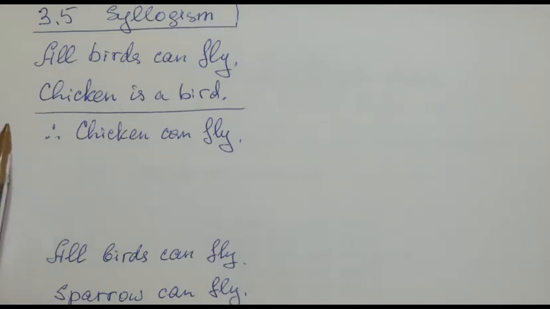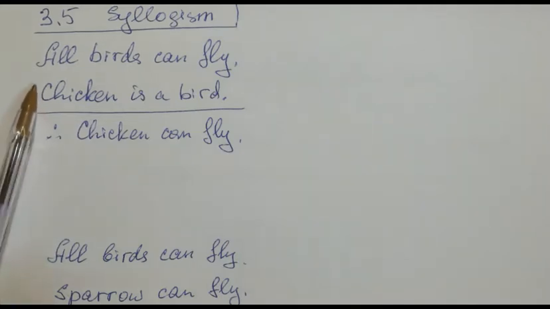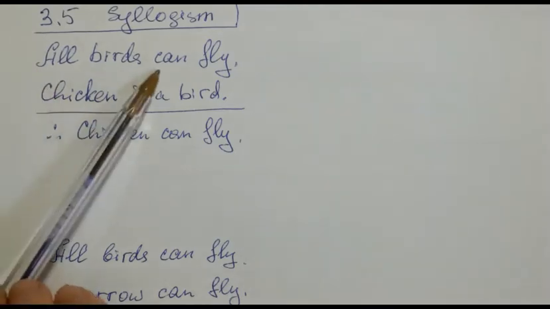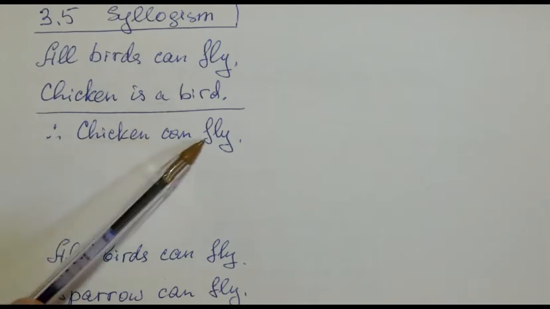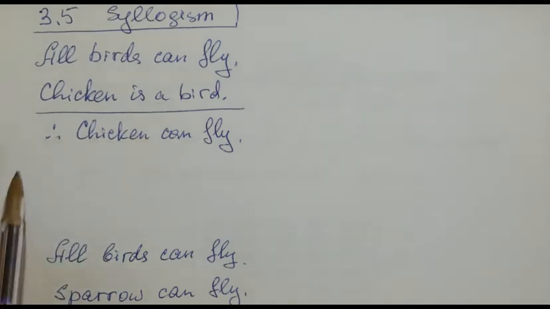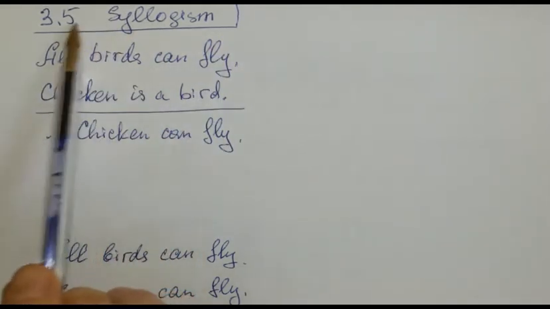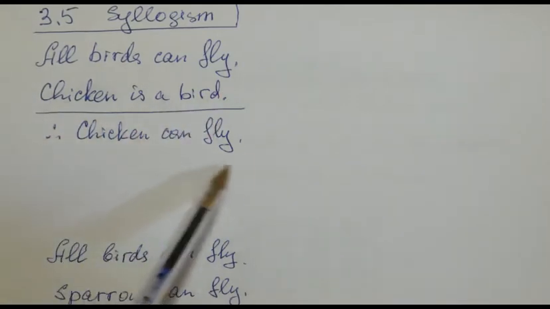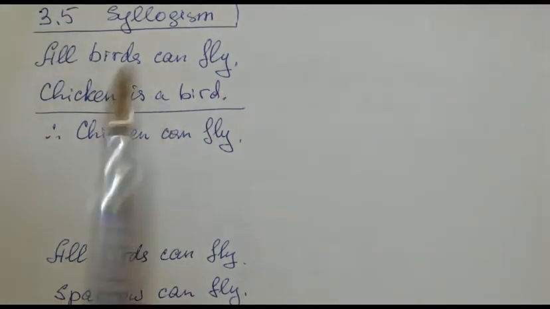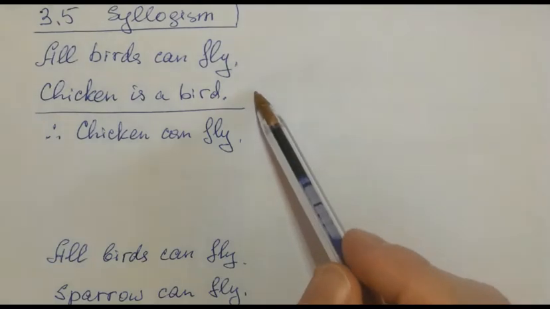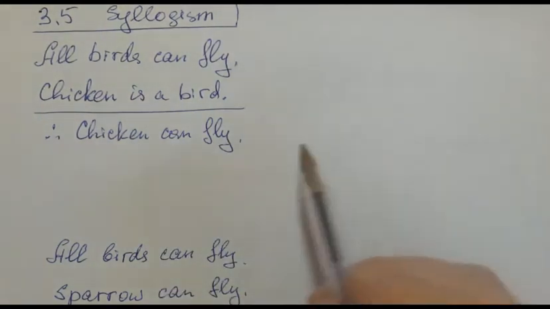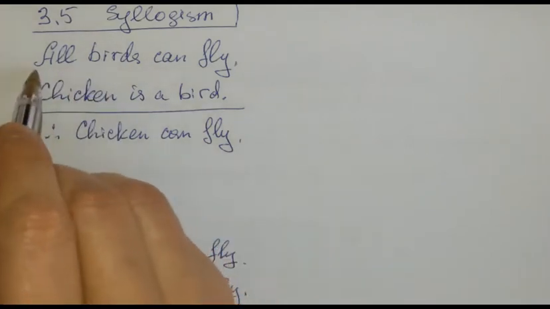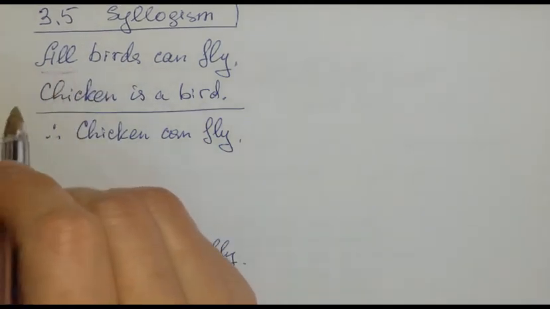So let us consider this first argument. All birds can fly. Chicken is a bird. Chicken can fly. So we represent every sentence by a picture. These first two sentences are called premises, and this is the conclusion. In the first sentence we have all.